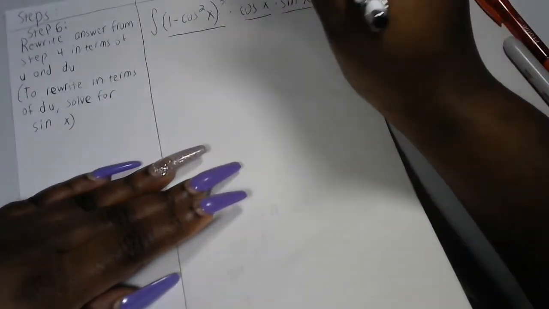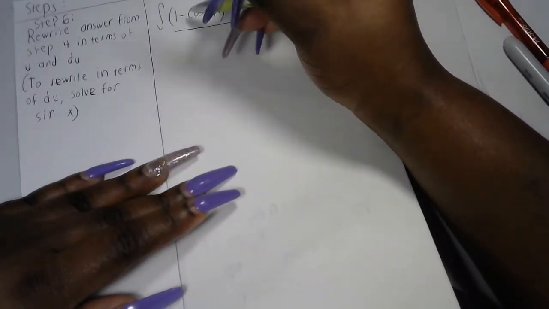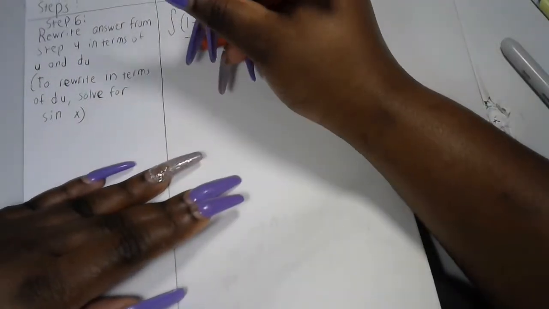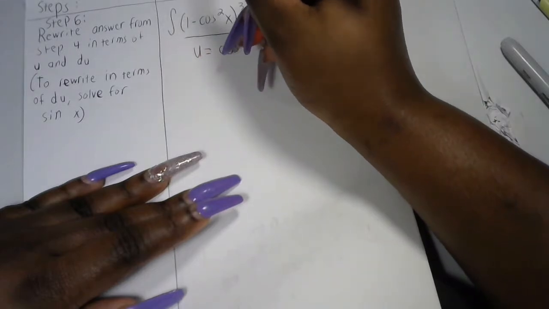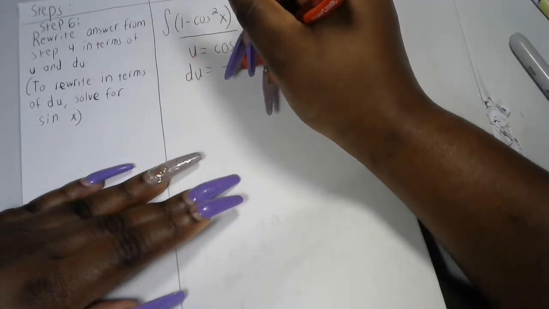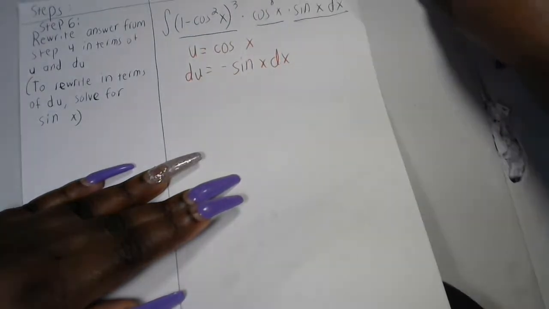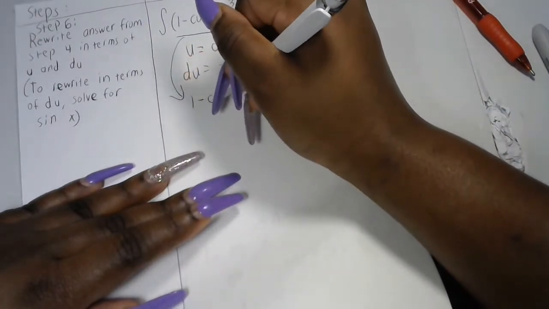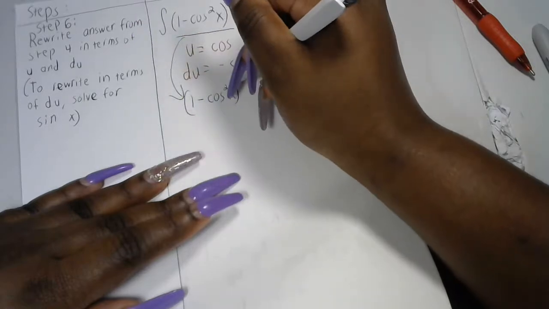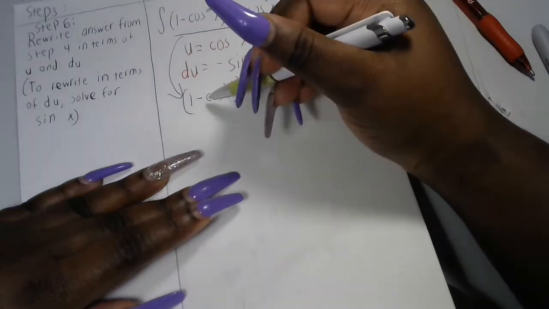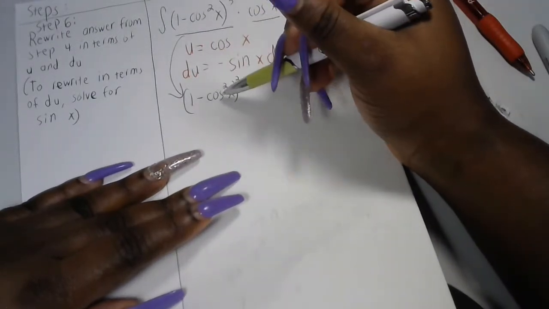Let's start off with this term, 1 minus cosine x squared and all of that to the 3rd power. Like I said, u equals cosine x, and also du is equal to negative sine x dx. So for this term, every time we see cosine x, we're going to write u instead.